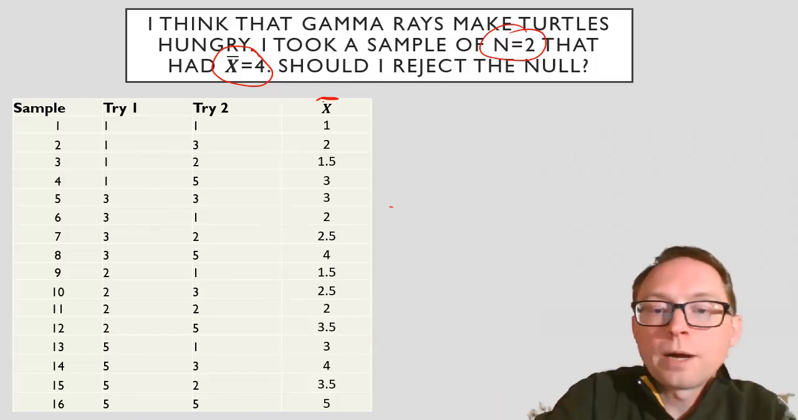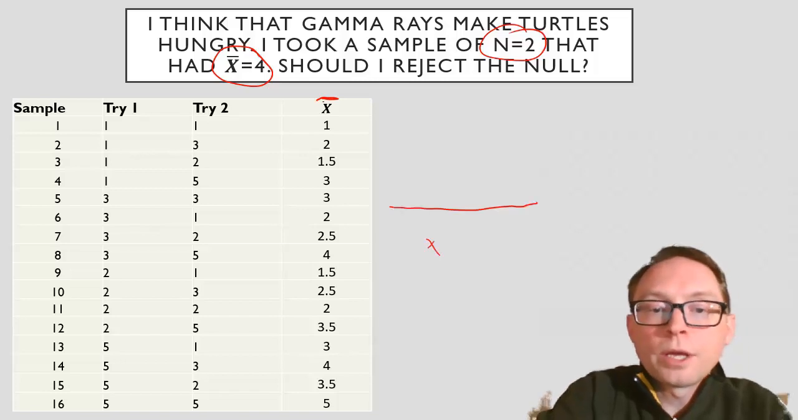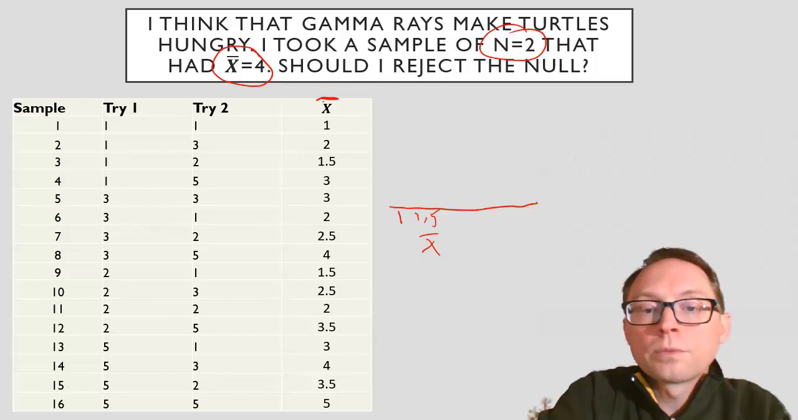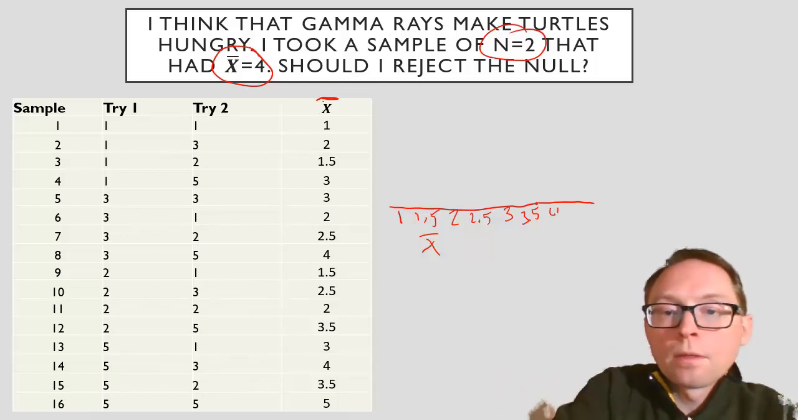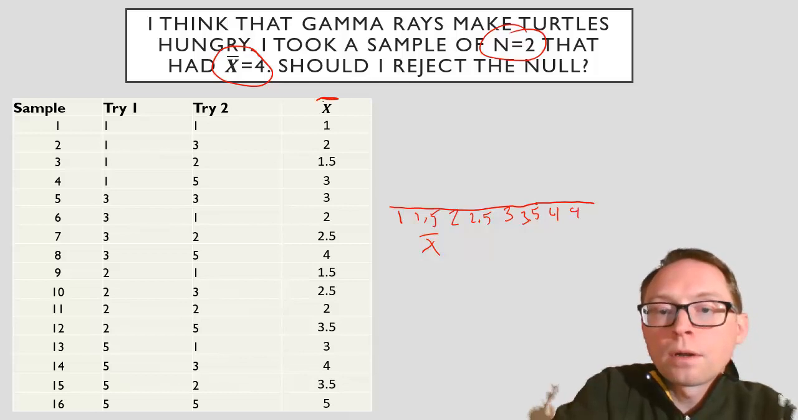So these are the possible means that we can get. The possible means can be 1, 1.5, 2, 2.5, 3, 3.5, 4, 4.5, or 5. These are all the possible means.